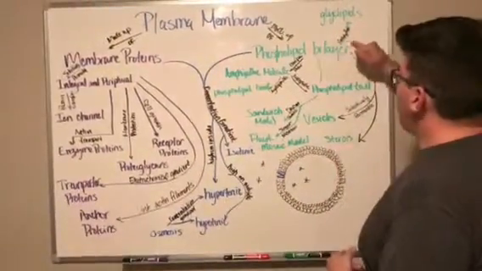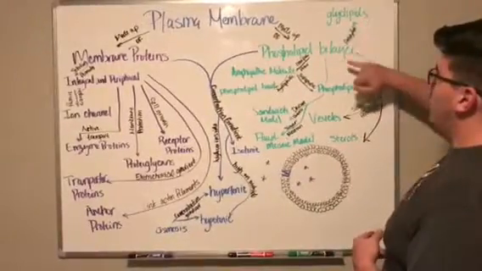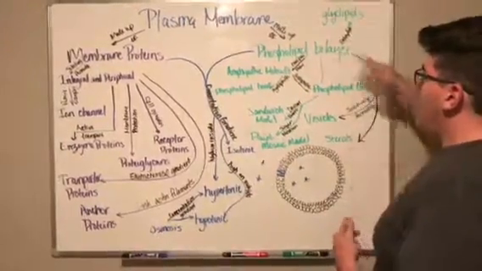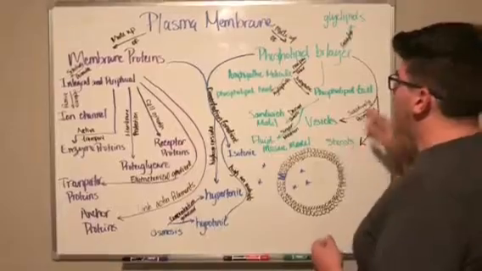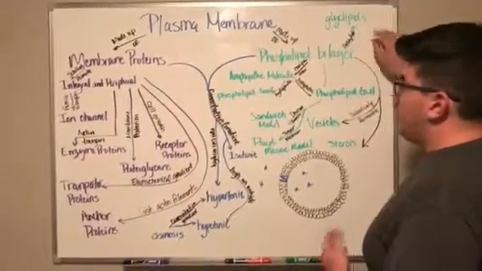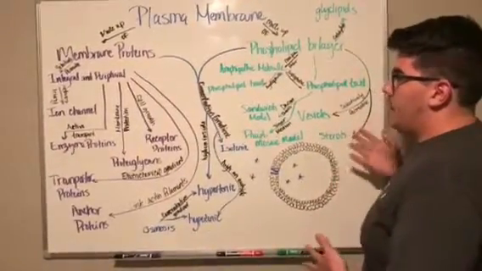And then also, oh, I forgot these up here. Glycolipids are the carbohydrates that are bound to phospholipids, and they're responsible for cellular responses and cellular communication.